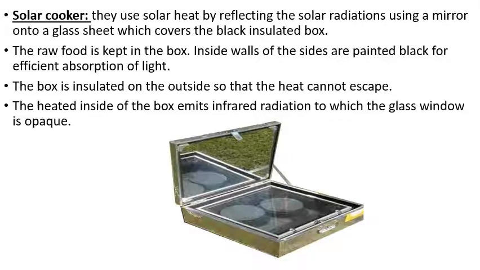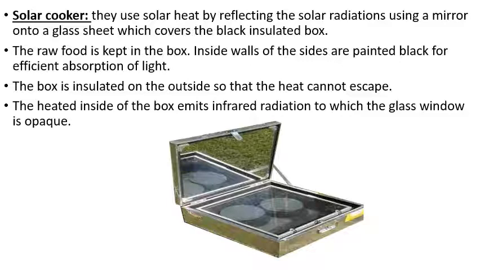Next we will move on to solar cooker. Solar cookers use solar heat by reflecting the solar radiations using a mirror onto a glass sheet which covers the black insulated box. You can see in the picture which is provided in front of you on the screen.